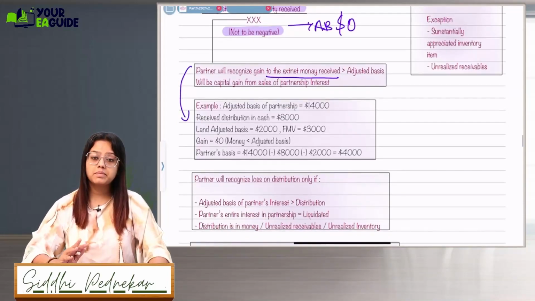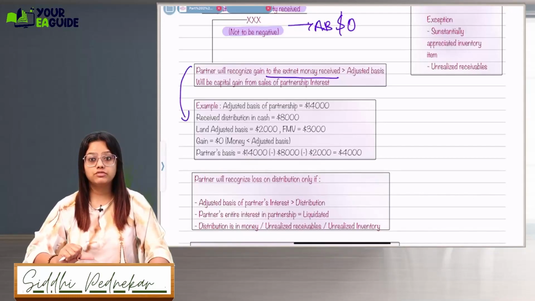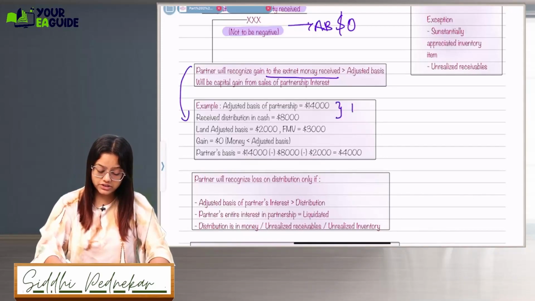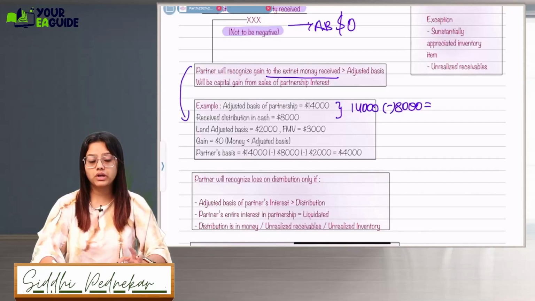So the adjusted basis of a partnership is what? 14,000, right? He has received a distribution in cash of 8,000. So can I say the adjusted basis is 14,000 minus the 8,000 he has received in cash? His new basis will be 14,000 minus 8,000, okay.